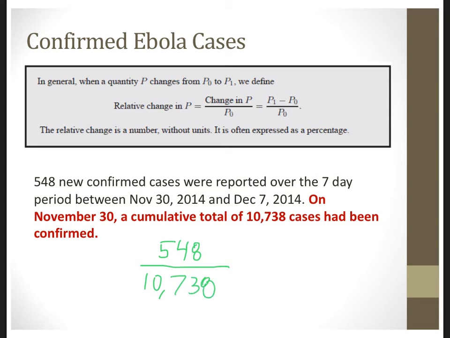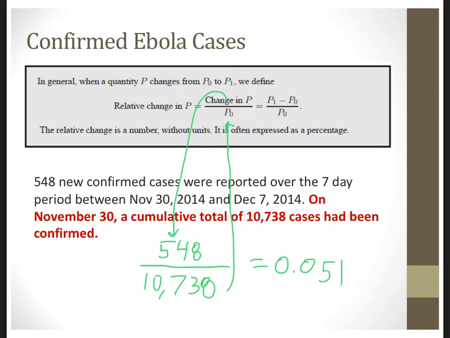So there were 10,738. So the change in P is the 548. The initial value of P for this period is 10,738. And taking that quotient gives us 0.051.